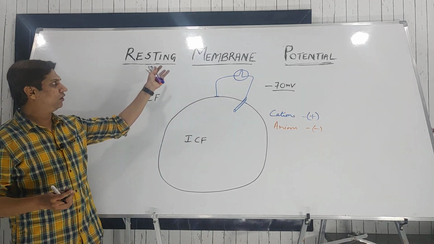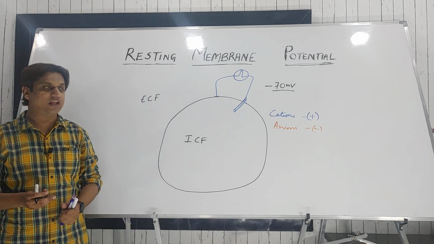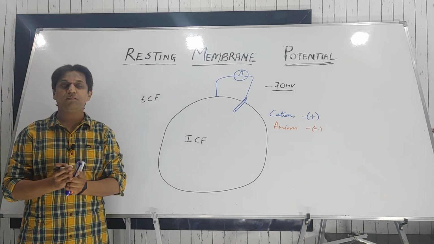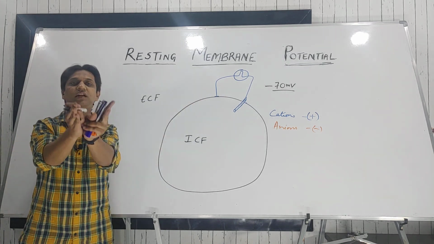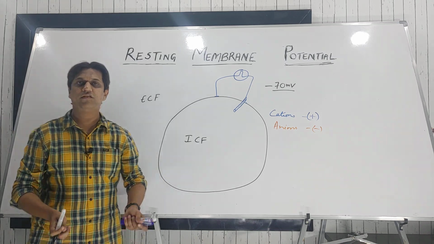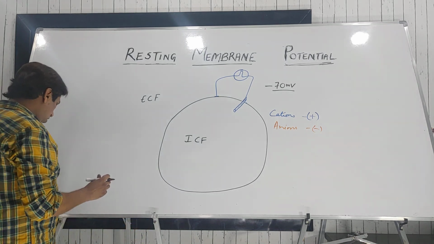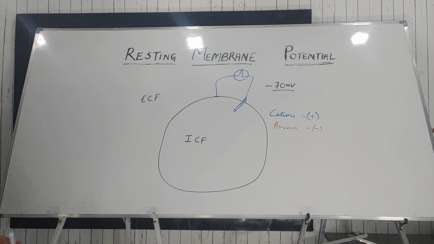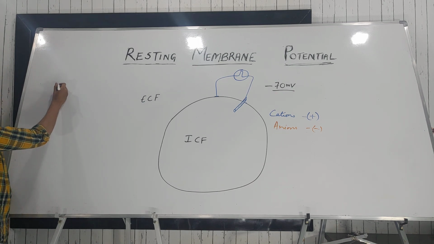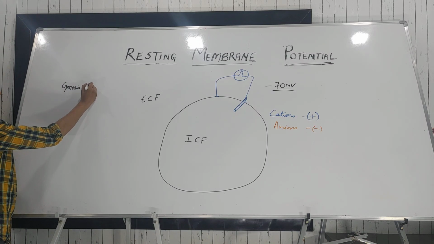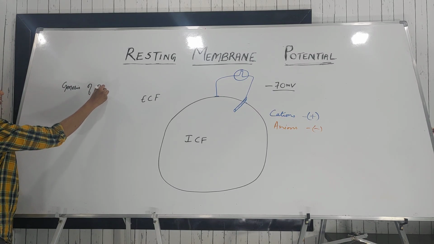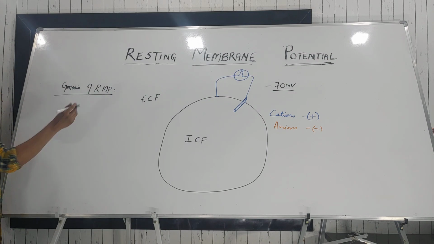I hope the definition of resting membrane potential is clear by this time. That is, what is resting membrane potential? Resting membrane potential is the potential difference across the cell membrane at the resting condition of a cell. It is known as simply resting membrane potential. Now, why is it so? Why is it negative, and why this value of -70 in a neuron cell? So we'll discuss how this potential difference is developed inside and outside of the cell. We are discussing under the heading of genesis of resting membrane potential. How is this resting membrane potential generated?